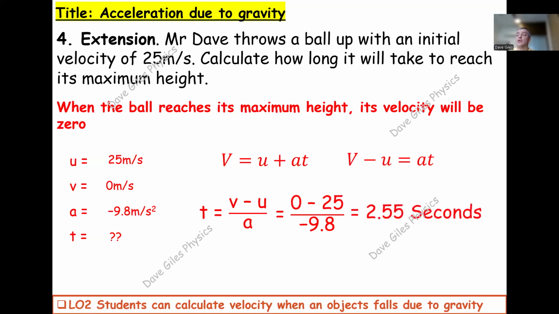Now, I could actually extend this question by saying, how long will it take to actually reach my hand? So throw it up and then come back down and hit my hand. And all we do is double it, because the time it takes to go up is the exact same as the time it takes to come down, assuming no air resistance. So in that case, it will be about 5.1 seconds.